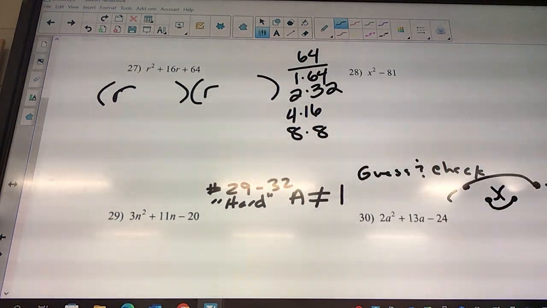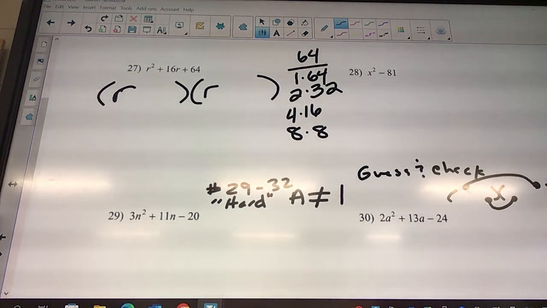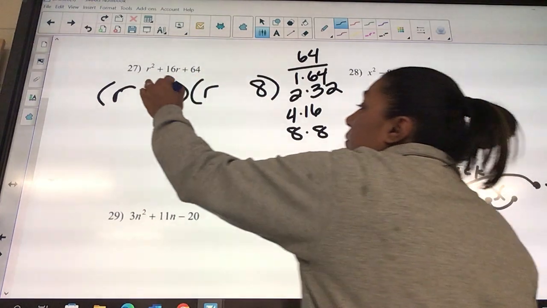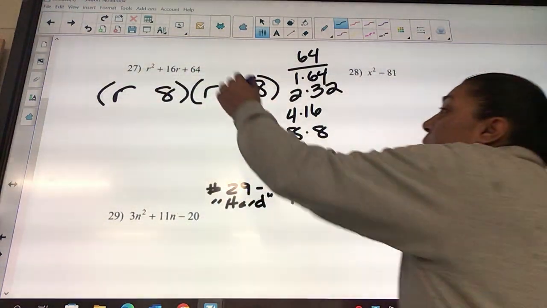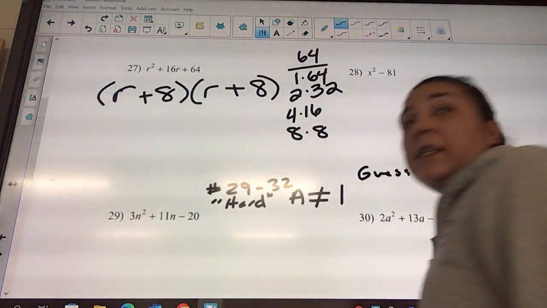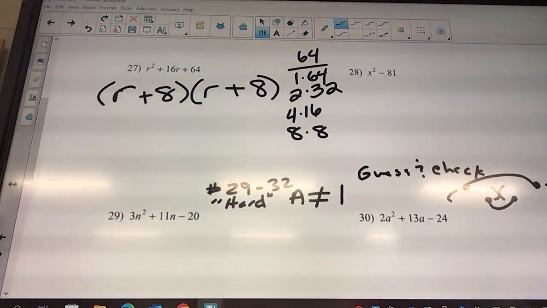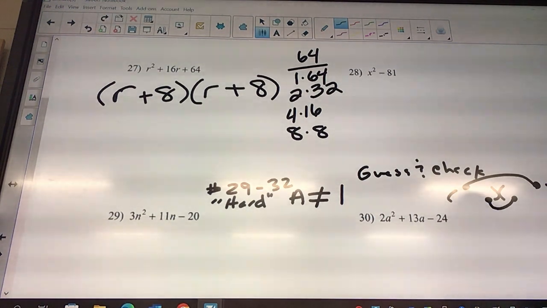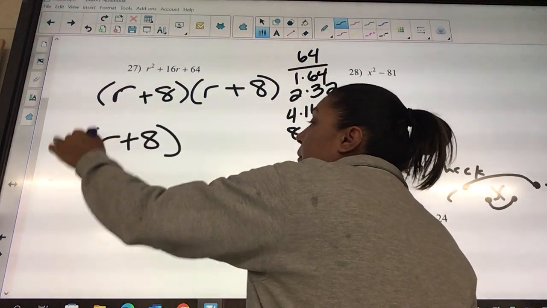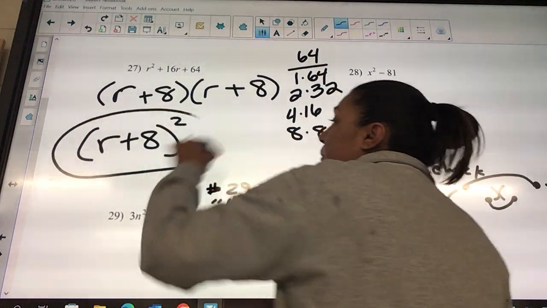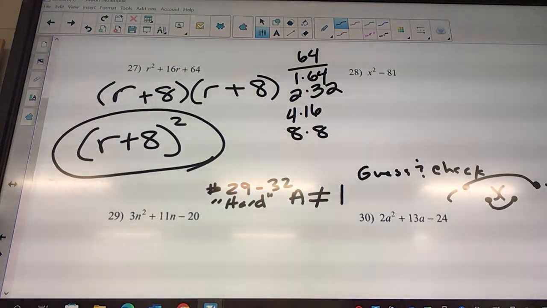What group of numbers could give me a 16? 8 and 8. How could I get a positive 16? Both plus plus. Is this finished? No. Why not? Because they both look the same. Yeah, so what do you need to do? We're going to write them again, and you're going to say R plus 8 with the baby 2. Okay, so that's like what we did yesterday.